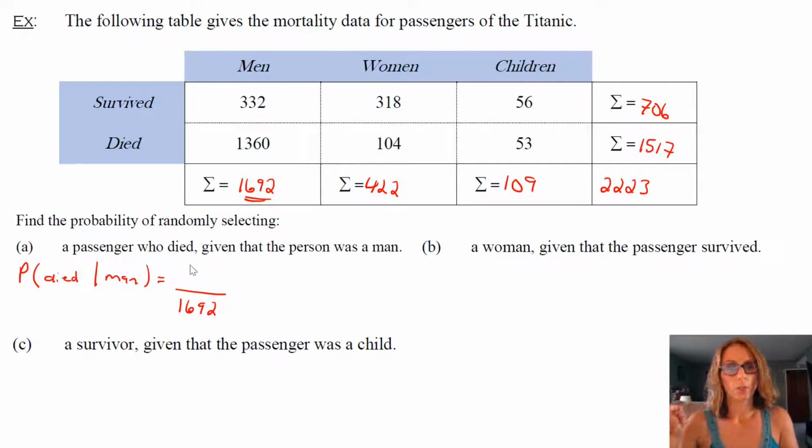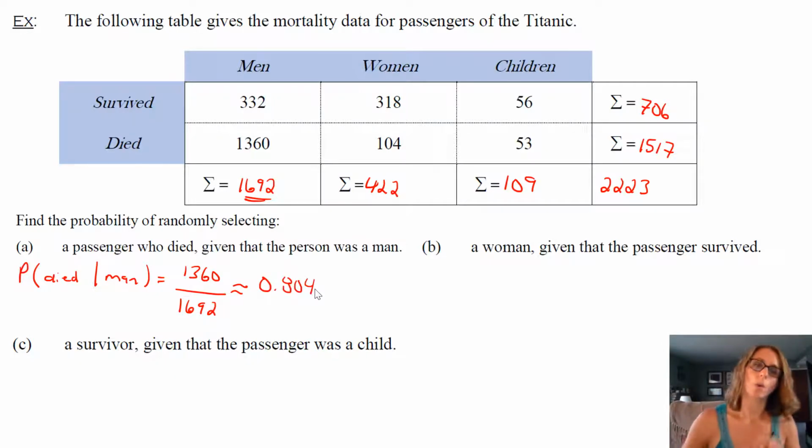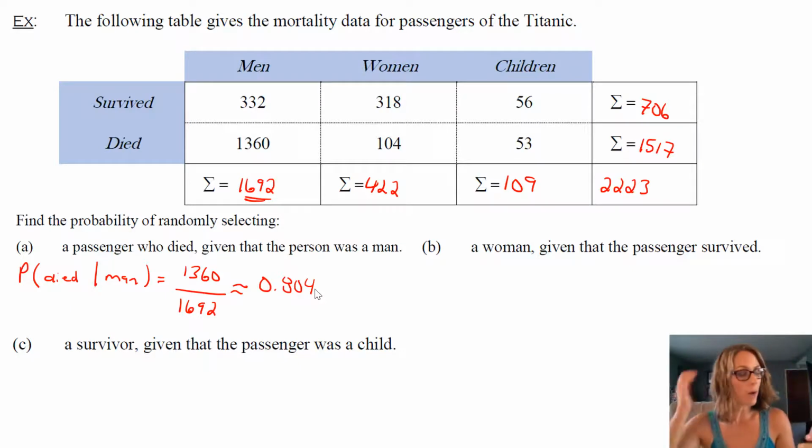The probability that we get a passenger who died, now we're thinking, okay, how many men died? Because it's really saying, what's the probability that a man died? And since there were 692 men and 1,360 of them died, that means that about 0.804, so about 80% of the men that were on the Titanic died. And you might know why that is if you're familiar with the history, but women and children were given the life rafts first, and there were not enough life rafts for everyone.